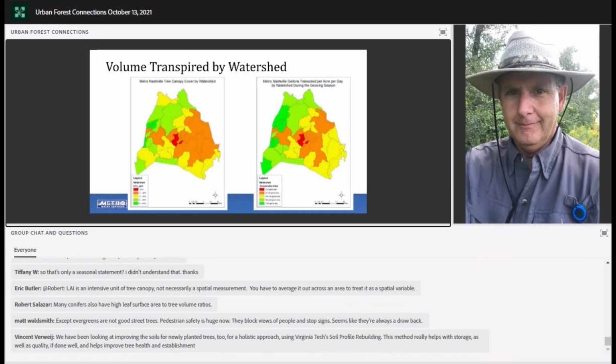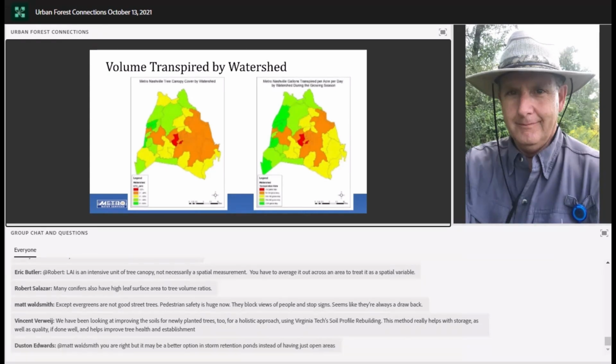transpiration by watershed. On the left-hand side is our tree canopy cover by watershed here within the county. As you can see, the town center doesn't have a lot of tree canopy cover, and most of the development is over in the eastern part of the county. There hasn't been a lot of development on the west.